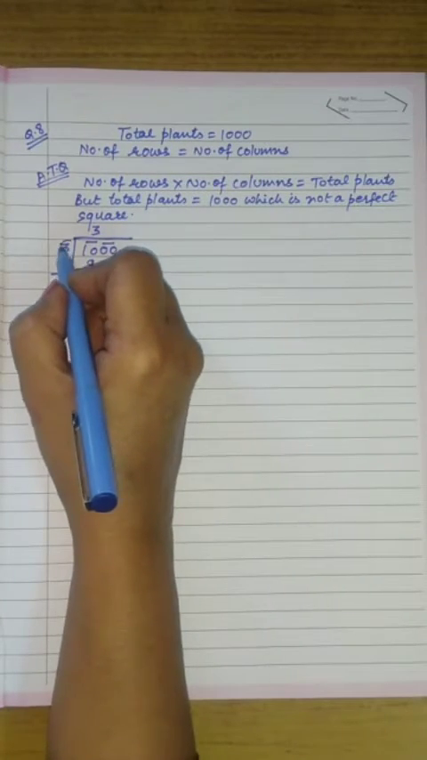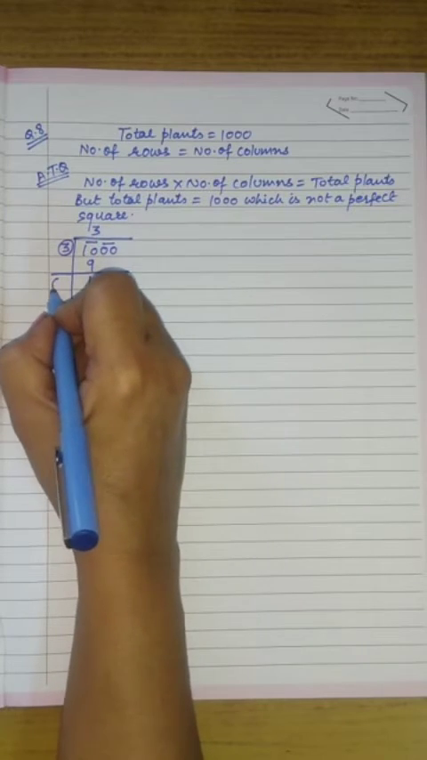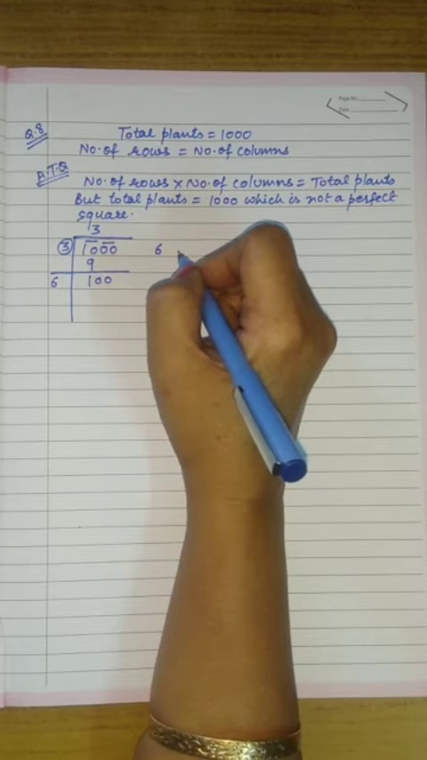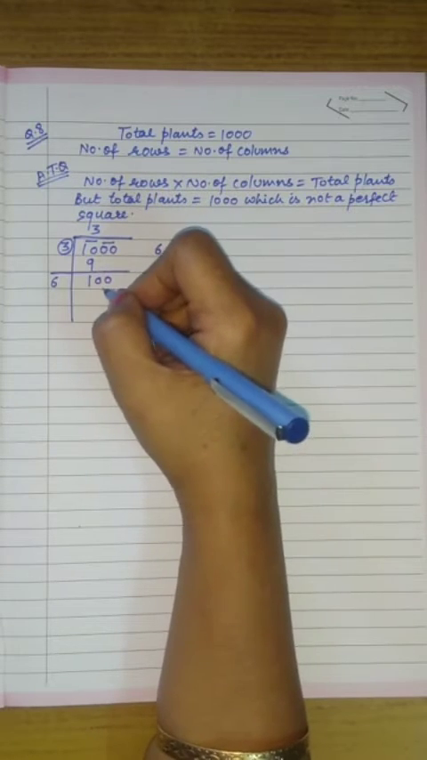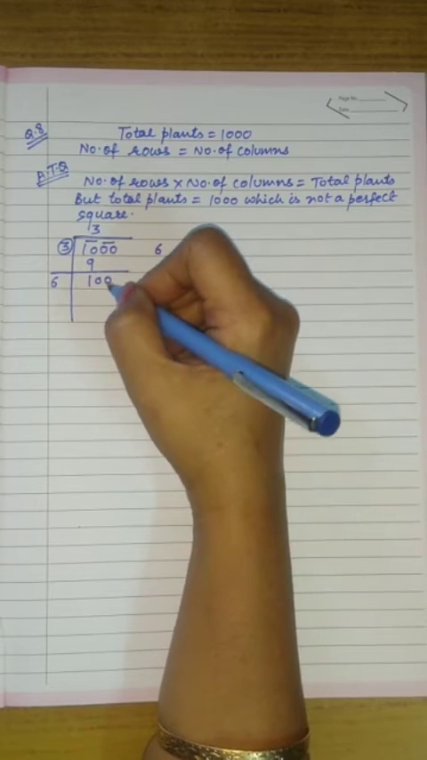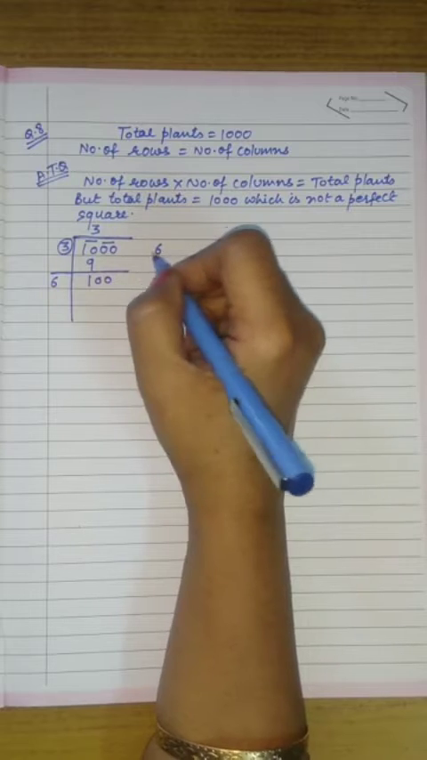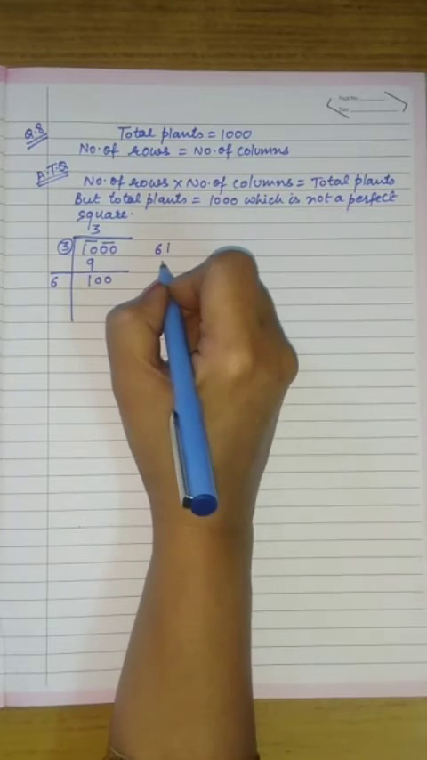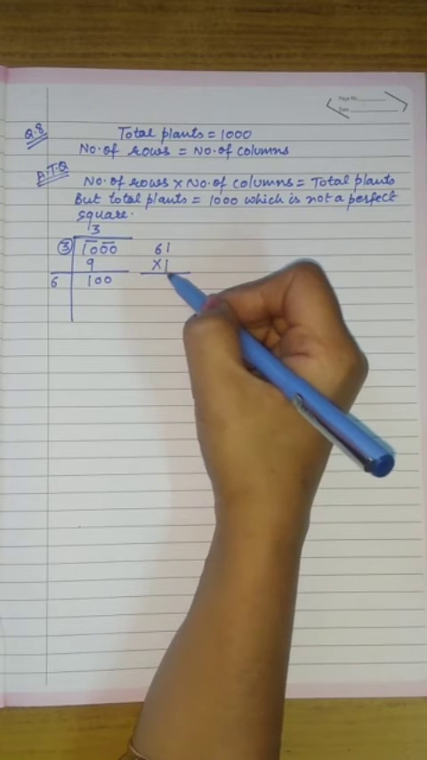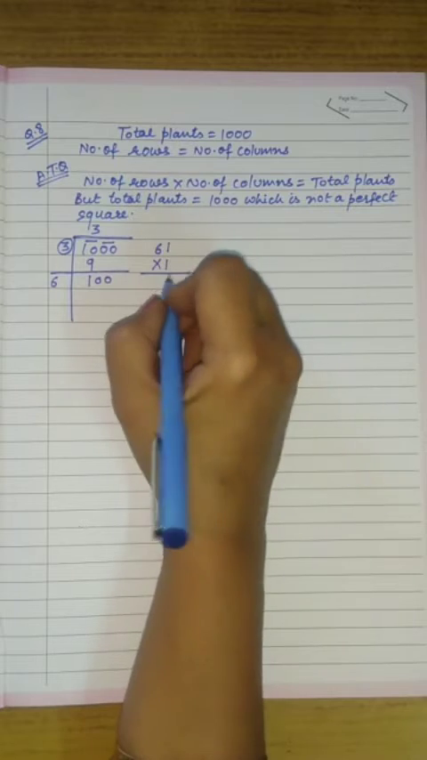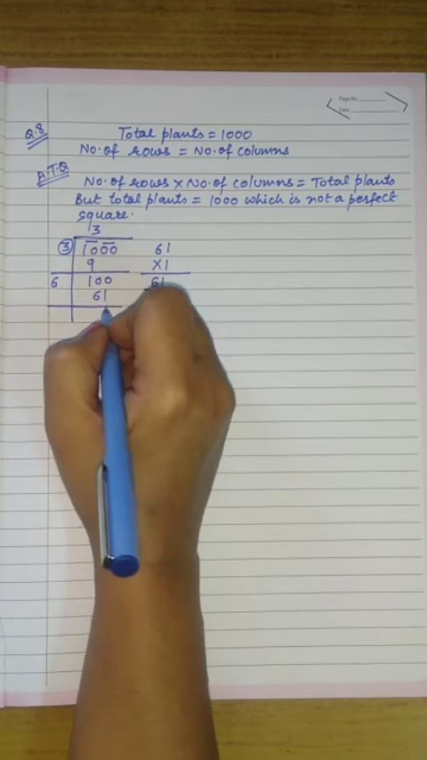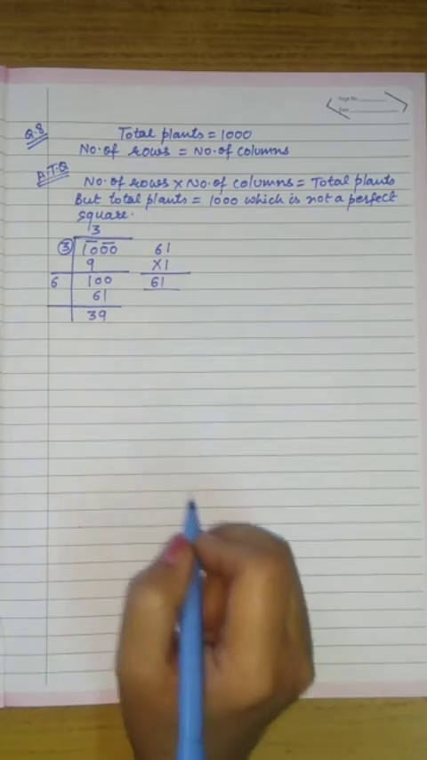Now we will double the divisor, that is 3. So 3 2s are 6. Now we have to write a number after 6 such that, multiplied by that same number, the result should be less than the new dividend, that is 100. So we will multiply 61 into 1. After 6 I am writing 1 and multiplying it with the same number, that is 1. So I got 61. On subtracting 61 from 100, I got 39 as remainder.